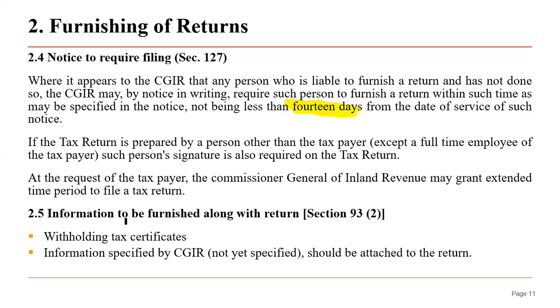Then the information when we are furnishing the return, from the information perspective, what are the documents you are submitting together with the return? The withholding certificate information is specified by the Commissioner General of Inland Revenue, not specifically, but in the return. Can anyone tell me what documents they are requesting together with the return? Can anyone tell me others, other than the withholding certificate? They are requesting a few details together with the income tax return. Can anyone tell me what the others are?